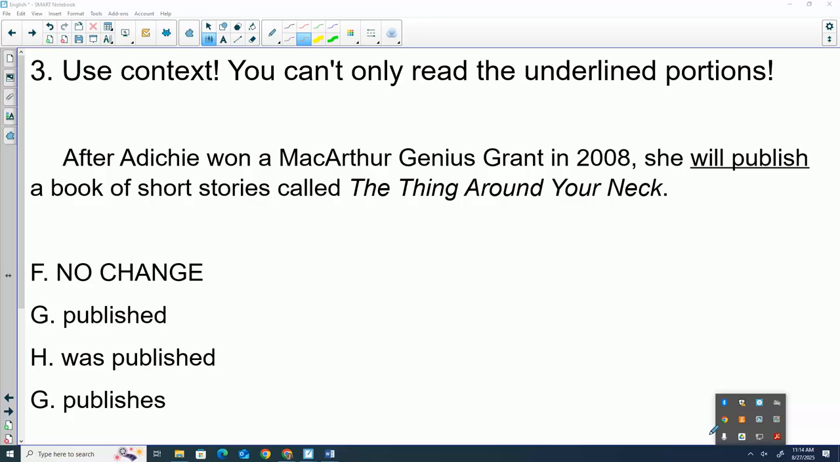Is it correct the way it's written? No. Okay, so when we look at that, we know we can mark off the no change. What's wrong with it? Okay, it's not the right tense. If you look at the previous one, it is past tense. So we have to match our tense throughout. So the next, will publish, needs to be moved into past tense. So what's the correct answer? G. Oh, apparently I have a typo. Which G? How about that one? Published, past tense. Okay, try another one.